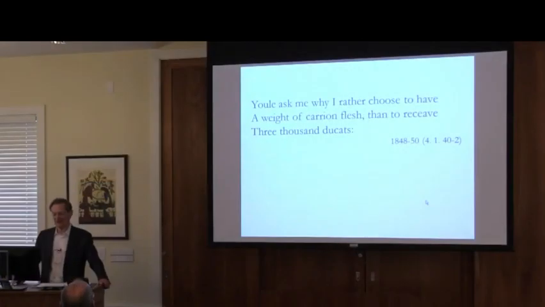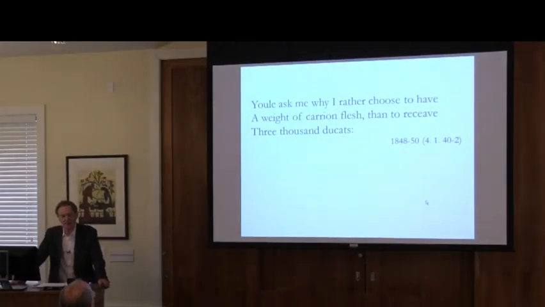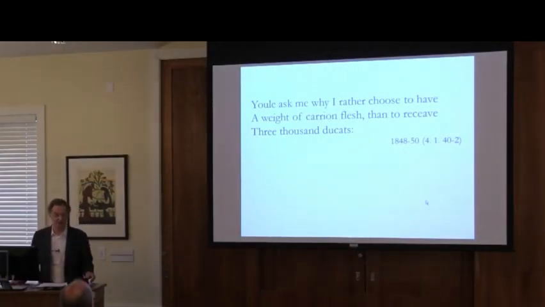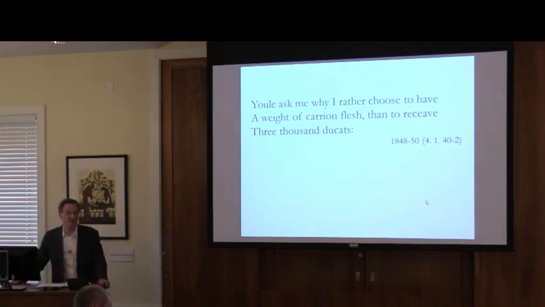Now, Shylock knows that this is what is expected. You'll ask me why I rather choose to have a weight of carrion flesh than to receive 3,000 ducats. Well, indeed, they might well ask. But his reply is, there's no reason. There's no reason for that preference. And I'm not obliged to give a reason. It's mine. It's by right. I don't have to give any further reason. And he pushes that point home.